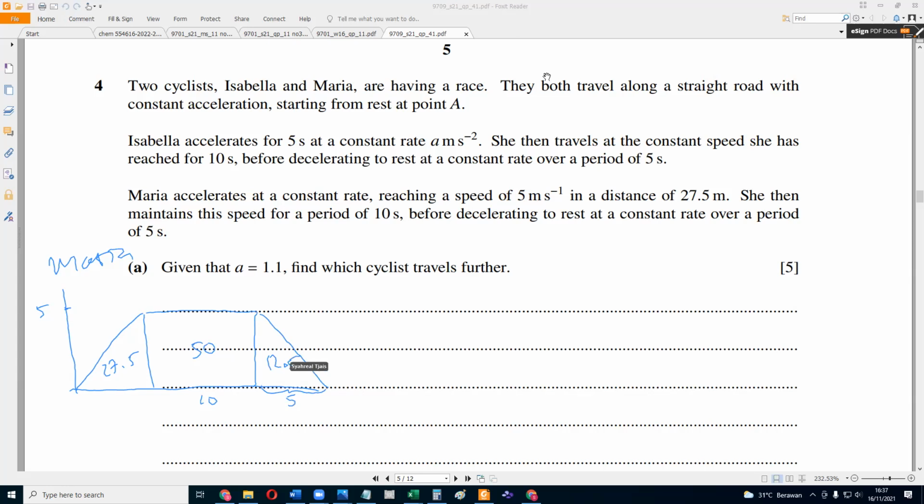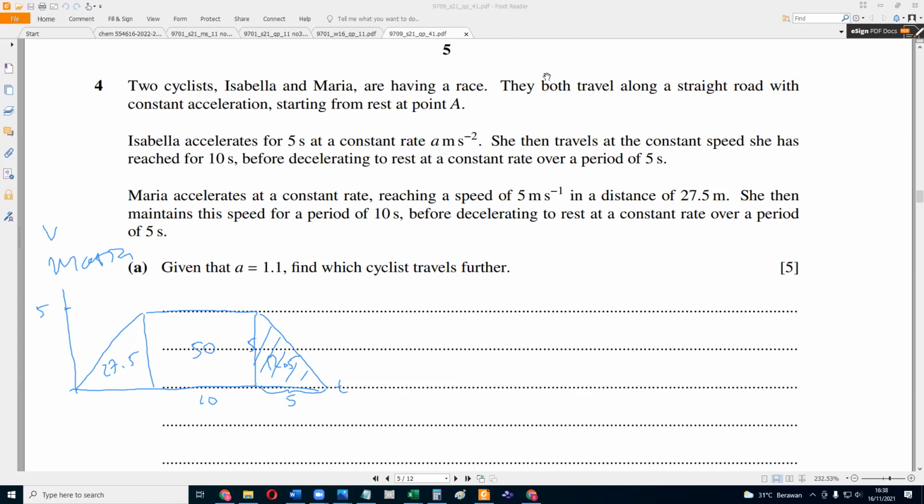So for Maria, it's easy for us to find the distance. Distance is the area under the graph. Sir, where do you get 12.5 from? The area of this triangle is height times base over 2, 5 times 5 over 2. Okay. For the velocity-time graph, the area under the graph is the distance traveled.